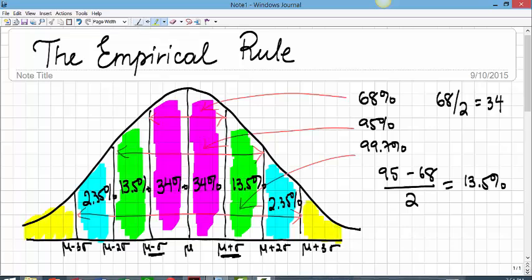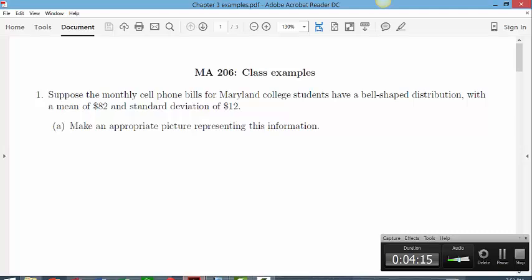So let me go ahead and write it out. Okay, I'm going to do 50% minus 34 minus 13.5 minus 2.35. You should get a very small percentage. So this one should be 0.15% and 0.15% here. Okay, so this picture is a little bit more detailed than usually is given, but it's not difficult to calculate. Okay, so how would we apply this to solve a problem?